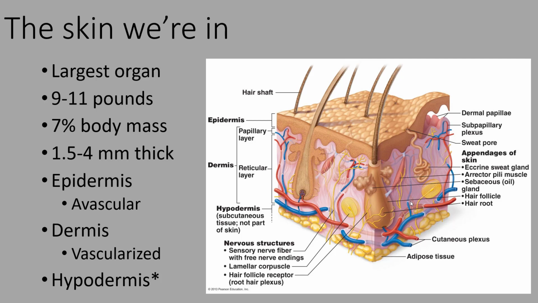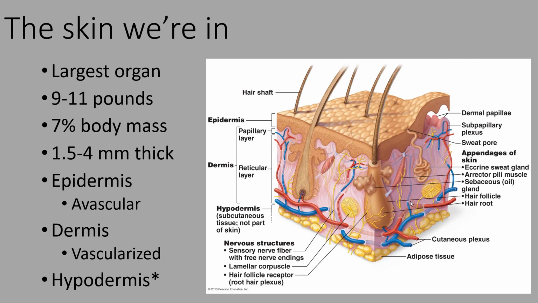And it ranges anywhere from about 1.5 millimeters thick to 4 millimeters thick. The thinnest we find on the eyelids, the lips, parts of the genitals, and the thickest we find right between the shoulder blades and the back of the neck. Those areas have the thickest skin. And if we think about that, well, evolution, we came from animals that walk on all fours. So the back is up. The back is towards the sky. And that's the most exposed area. So we need really thick skin there for protection.